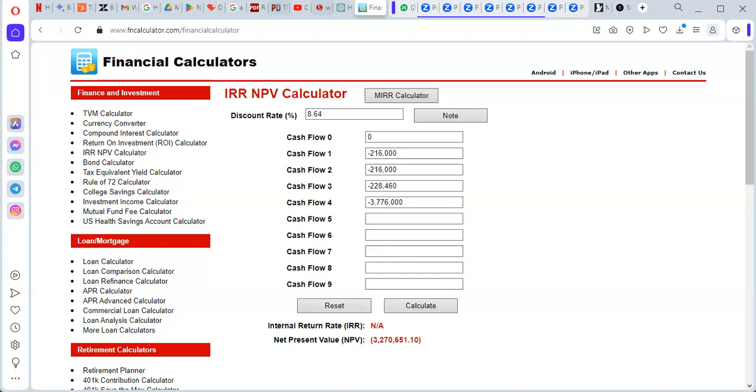Right. Let me put that question mark there. Right, so the PV is, I'm just typing the amount as I see it here. It's 3,270,651. Right, that's the amount as I see it there.